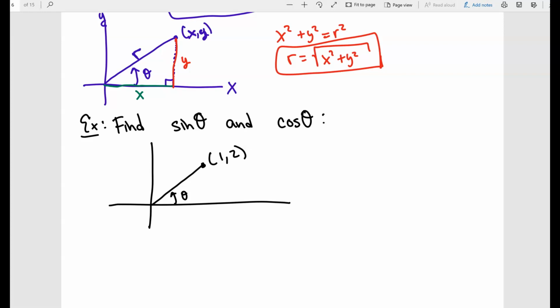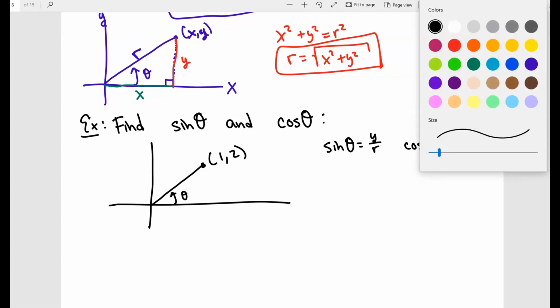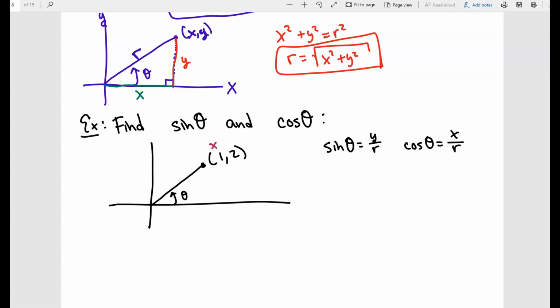Okay, so the first thing to note is that we know that sine theta is equal to y over r, and the cosine of theta is equal to x over r. Okay, so now do we know what x and y are? Well, yeah, we do, because those are just the coordinates. This is my x value, this is my y value. So in this case, x equals 1 and y equals 2. Do we know what our r value is? Well, not yet. Our r is going to be the distance from here all the way to here. How do we find the distance? Well, we just figured out this formula right here. So r is equal to the square root of x squared plus y squared.